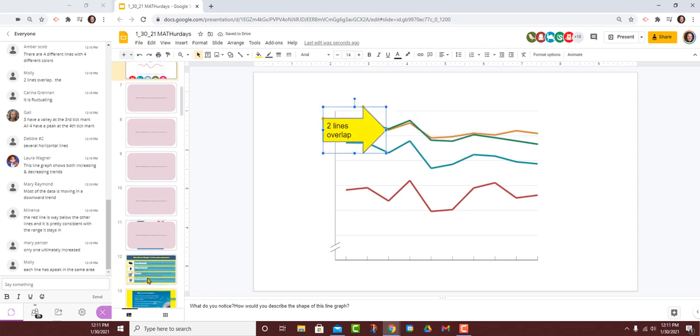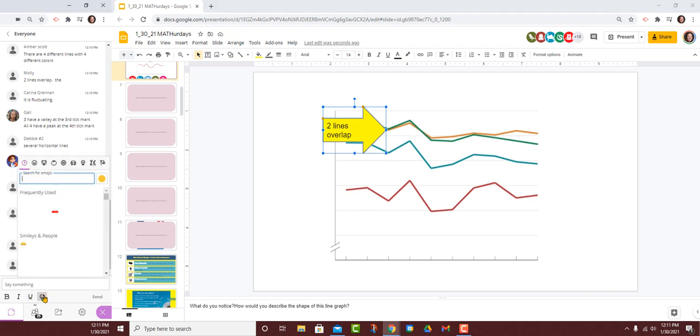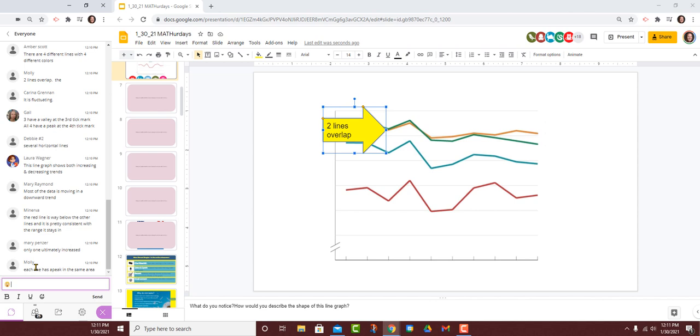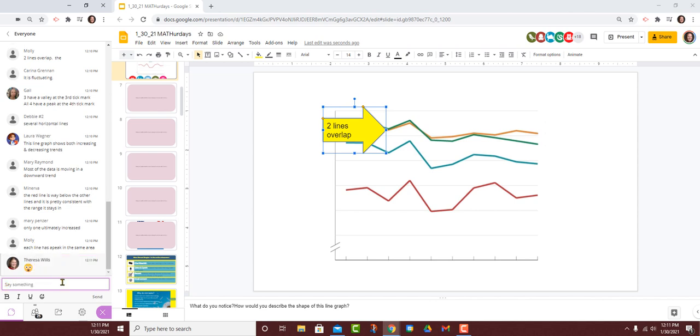If during our conversations you're like, whoa, I did not think of that, please let us know with the whoa, I didn't think of that emoji. You can look through in the emojis. This is the one my students typically use. That's like an aha moment. It's always fun to see how many of those we get.